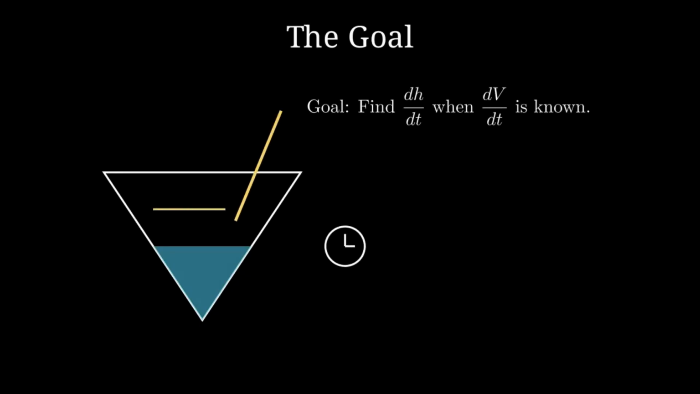Our specific goal for this lesson is to determine the rate at which the water level is falling, the change in height over time, given a constant rate of drainage. By the end of this video, you will be able to set up the geometric relationship and differentiate it with respect to time to find the exact answer.